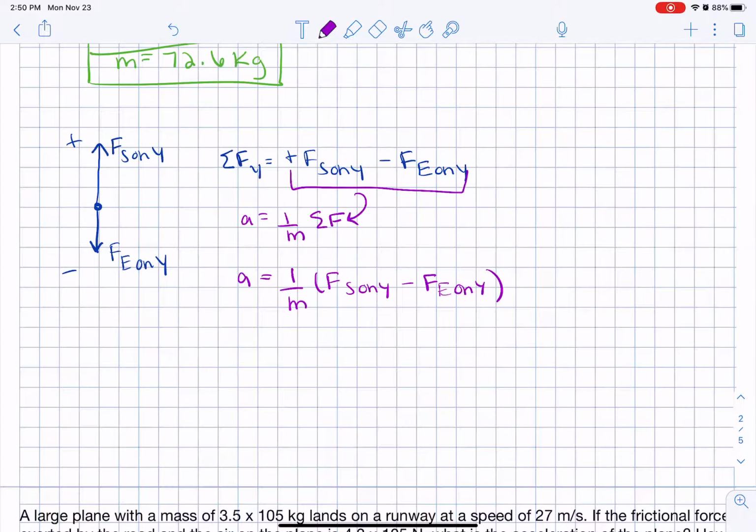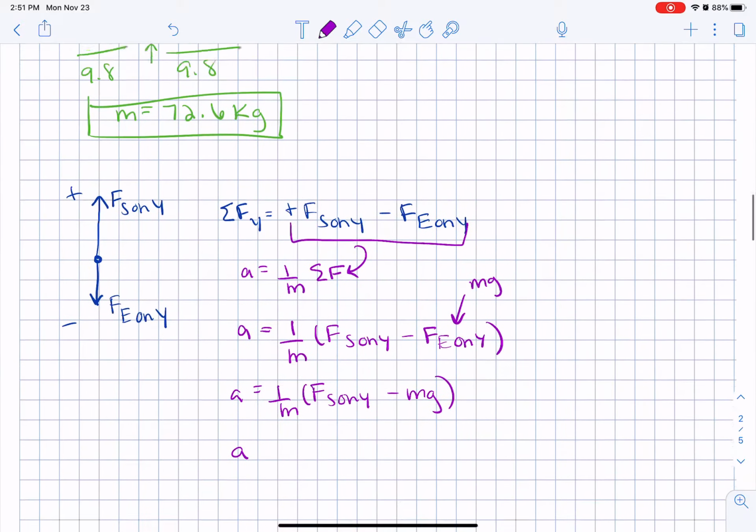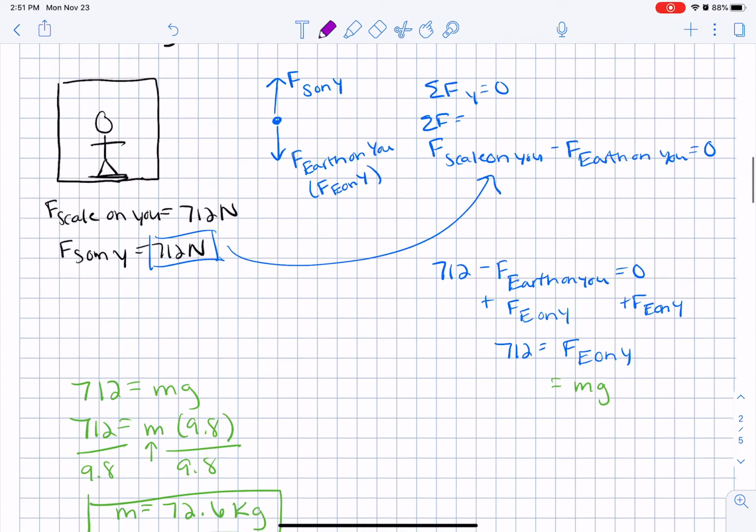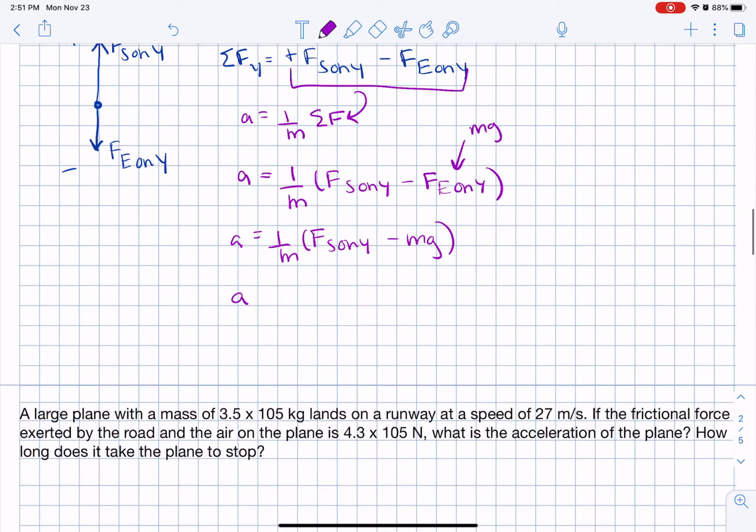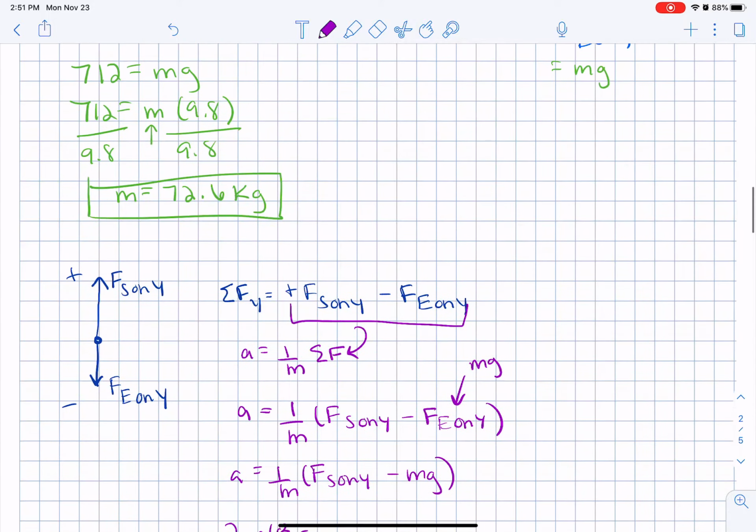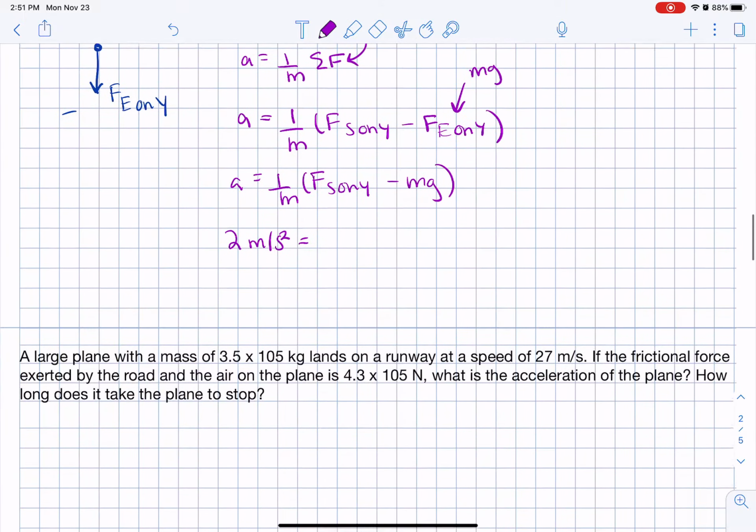But again, we still know that that force earth on you is always mg. So I'm going to replace that and say acceleration is 1 over the mass times the force the scale exerts on you minus mg. And now we're going to plug in some numbers. So we have acceleration, which we don't know. Oh no, I'm sorry, we do know, is 2 meters per second squared. And then the mass we found in our previous problem here is 72.6 kilograms.